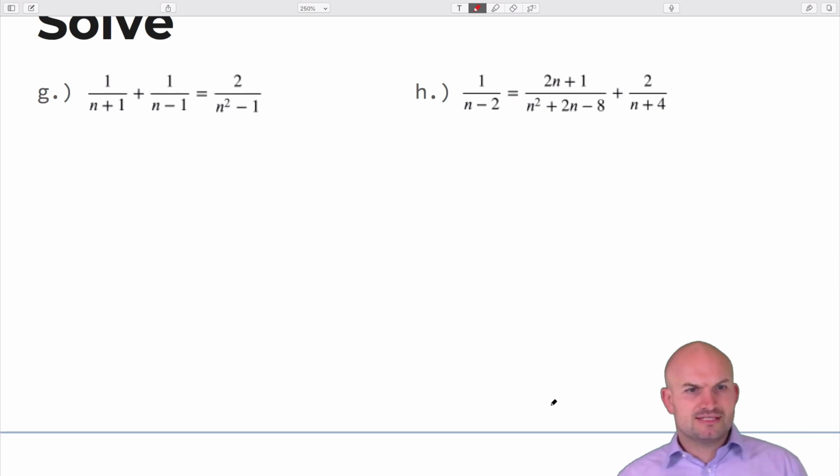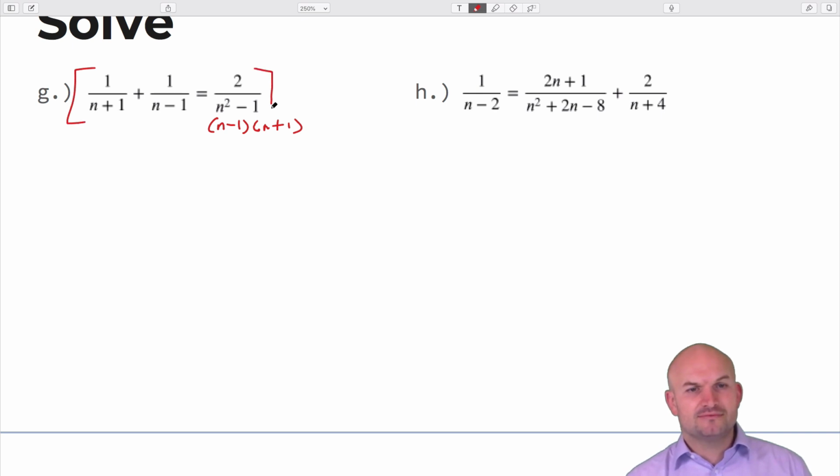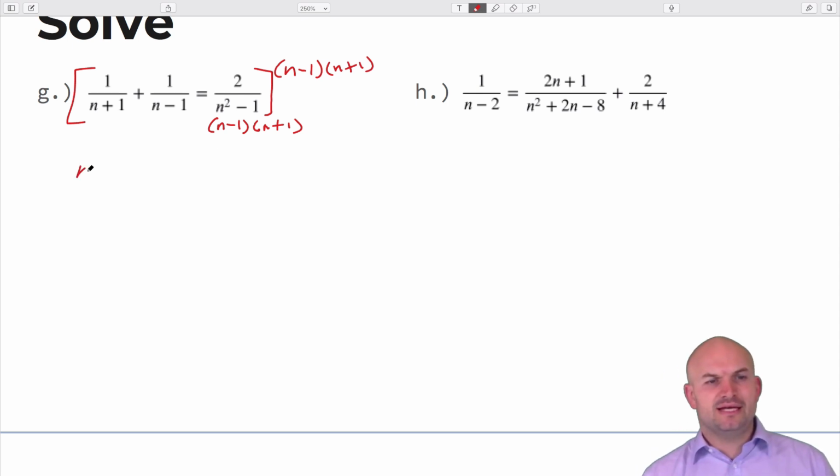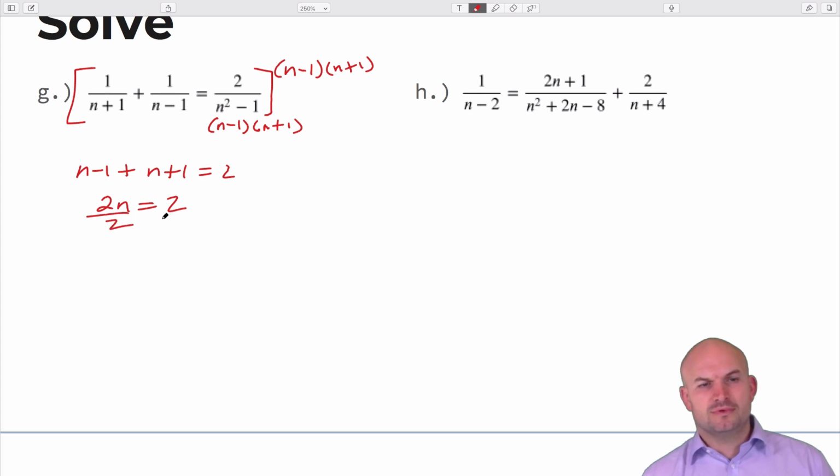All right, so let's continue on. You can see this one's kind of the same here. But again, this is another factored form, n minus 1 times n plus 1. So multiply everything. Okay, and what we get is, we like the ones here, we don't have to worry about the distributive property. Here we get 2n equals 2. Divide by 2, n is equal to 1.